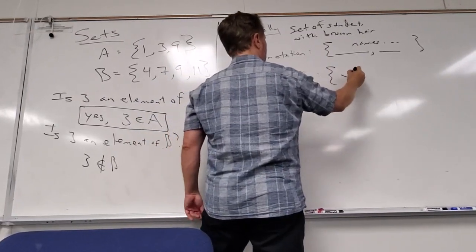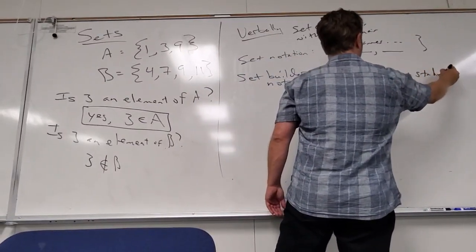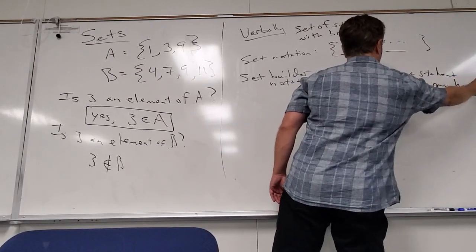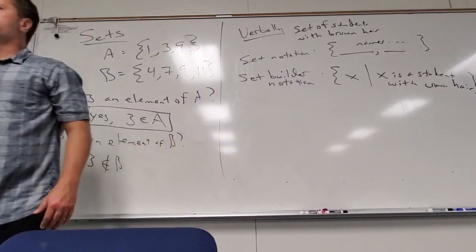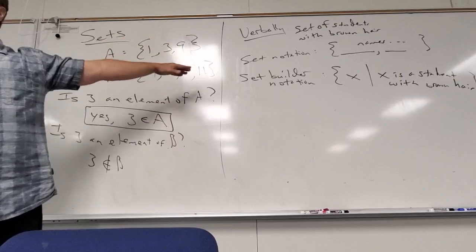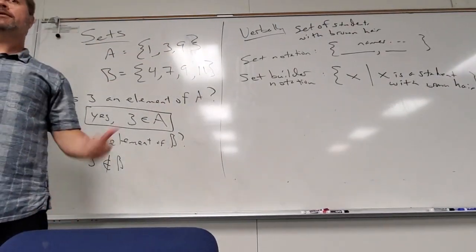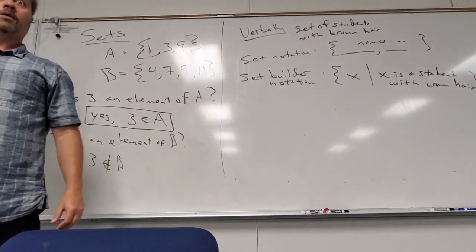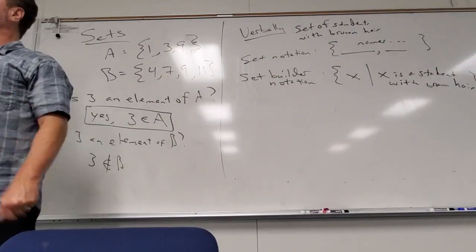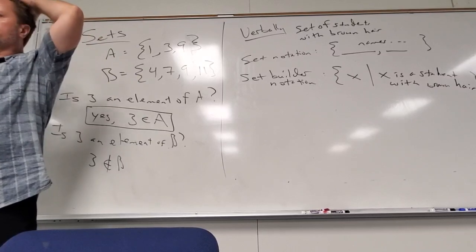Which would be this: x such that x is a student with brown hair. That last one seems kind of dumb because it's basically the verbal with some set stuff thrown around it. I've never liked the idea of set builder, but that is a valid way to do it. Has anybody ever seen that set builder notation before? Does that look familiar at all?